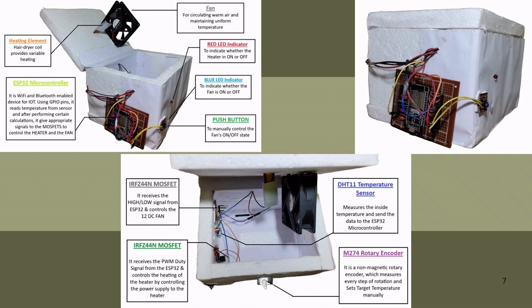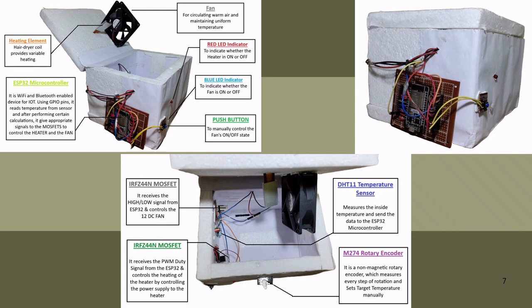The fan helps as the cooling system and maintains uniform air circulation around the heated area. It can actively reduce the temperature if it overshoots the set point. Now, the ESP32 microcontroller is mainly the brain of the system. It reads the current temperature from a sensor like DHT11, and computes the PID control algorithm in real time to decide whether to increase or decrease the heating temperature.